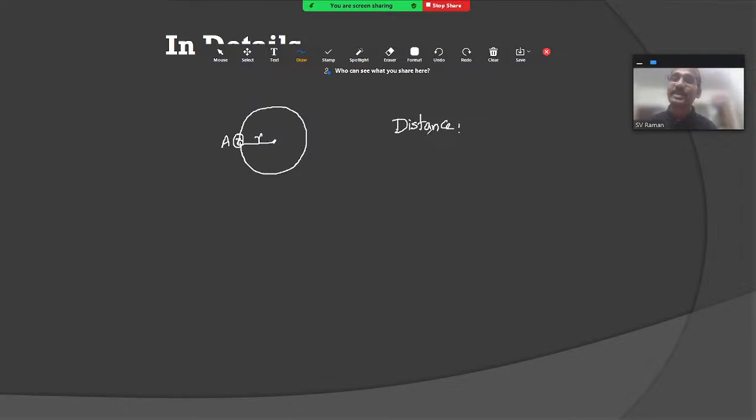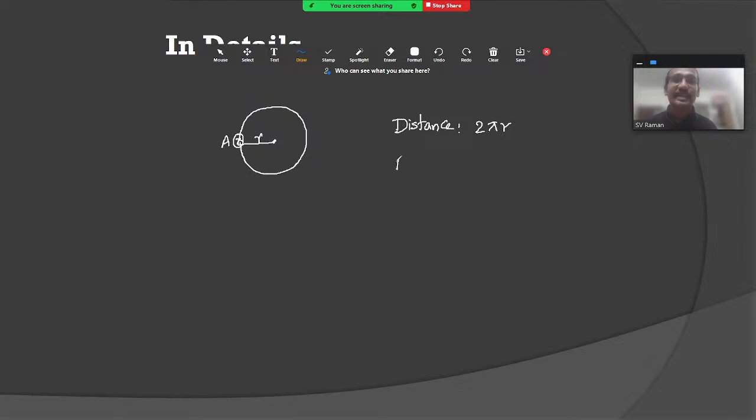So what about his distance? They didn't give any value to calculate. Very simple to understand. It's a circle. He traveled through the circumference of a circle. Yes. So what is the circumference formula? 2 pi r. So 2 pi r is the distance.